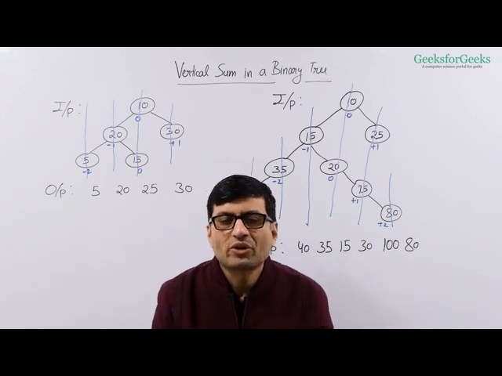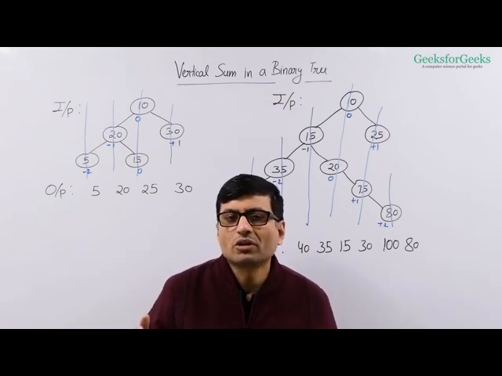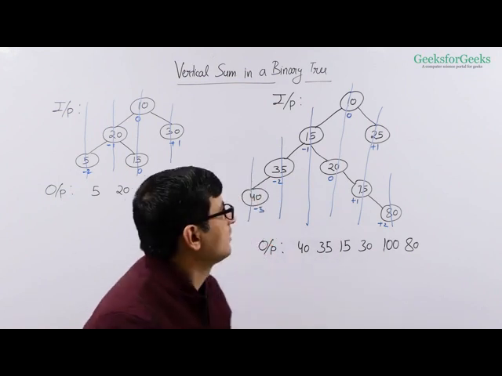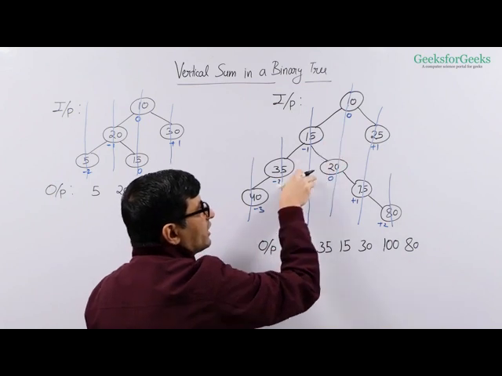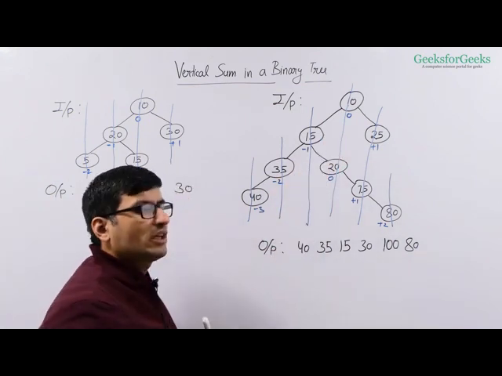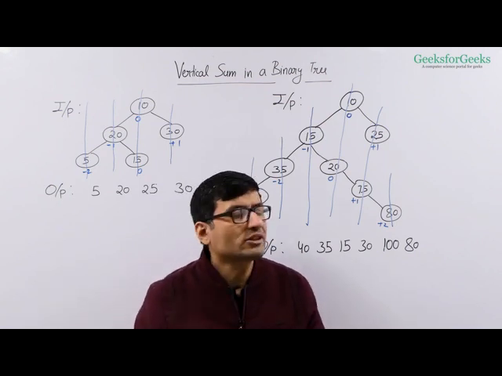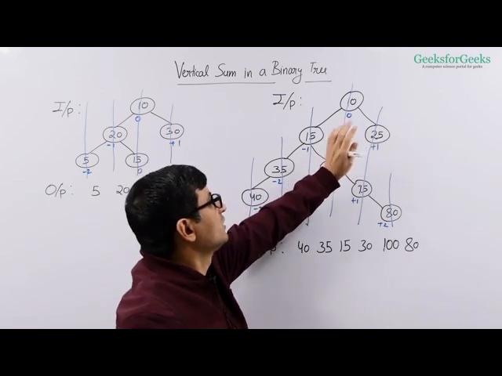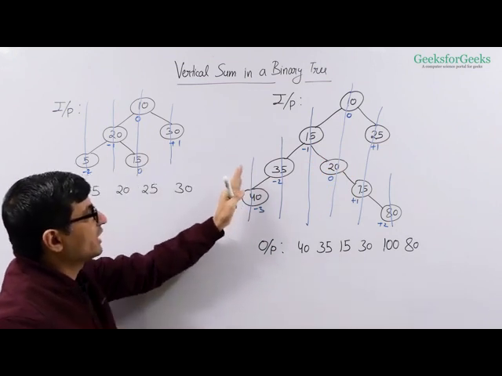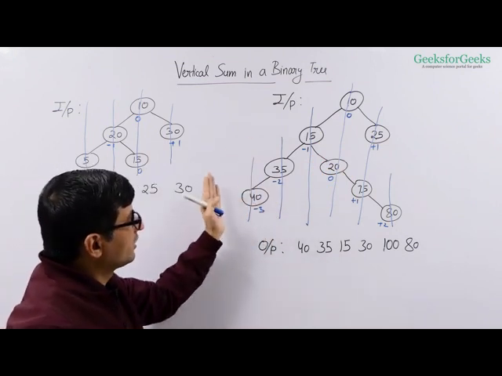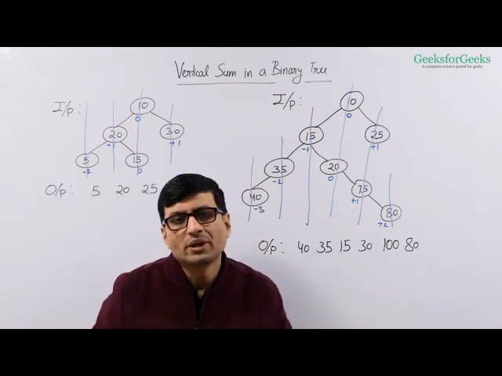Please note that if your tree becomes bigger, then it might not be possible to pictorially put all the nodes in the same vertical line. For example, if 25 also has a left child and that node also has a left child, then they'll cross each other, right? So the best way to figure out which nodes fall on the same vertical line is to use these horizontal distances. Simply mark the horizontal distances with every node and now sum all the nodes that are at the same horizontal distance, right? So we use these values rather than drawing the vertical lines if we are given a big random tree.